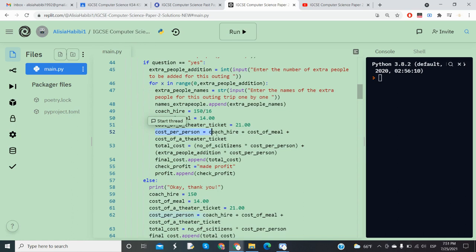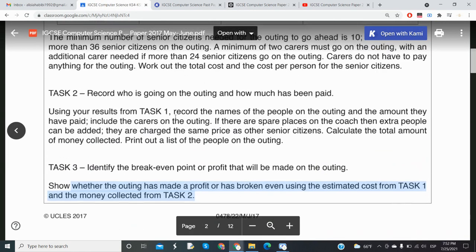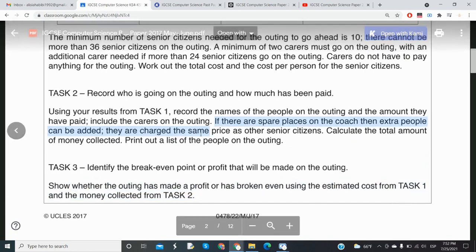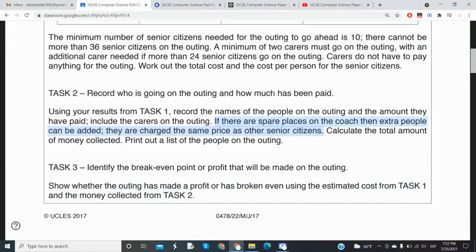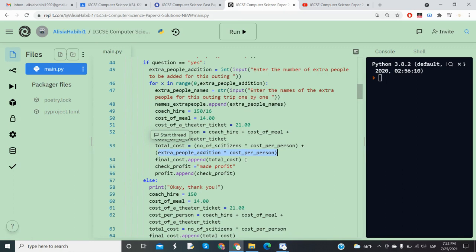And then the cost per person is adding up all of them together. And then the total cost, of course, in this case, since there are extra people going, is going to be the number of citizens times the cost per person plus the extra people addition number, which of course is based on the number of people going, times the cost per person. Since in the question, if you refer back to the pre-release, it does say that if there are any extra people, they pay the same price as the senior citizens, so they are not charged a different price.